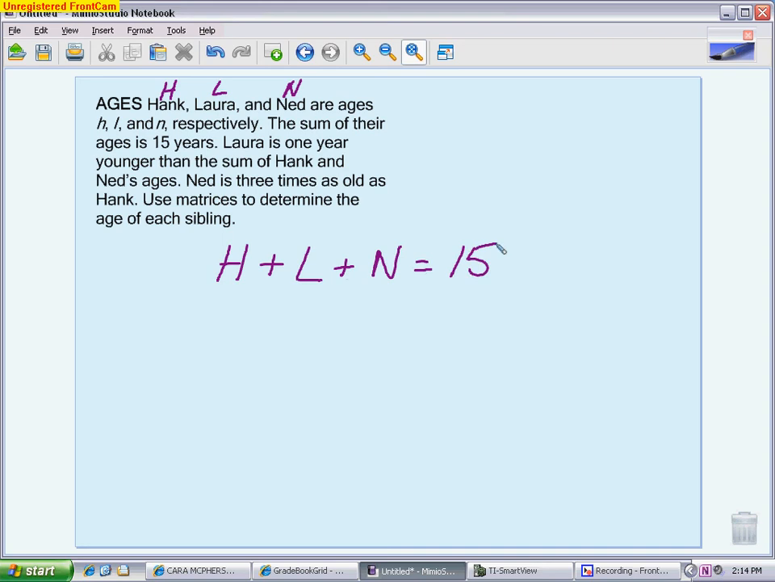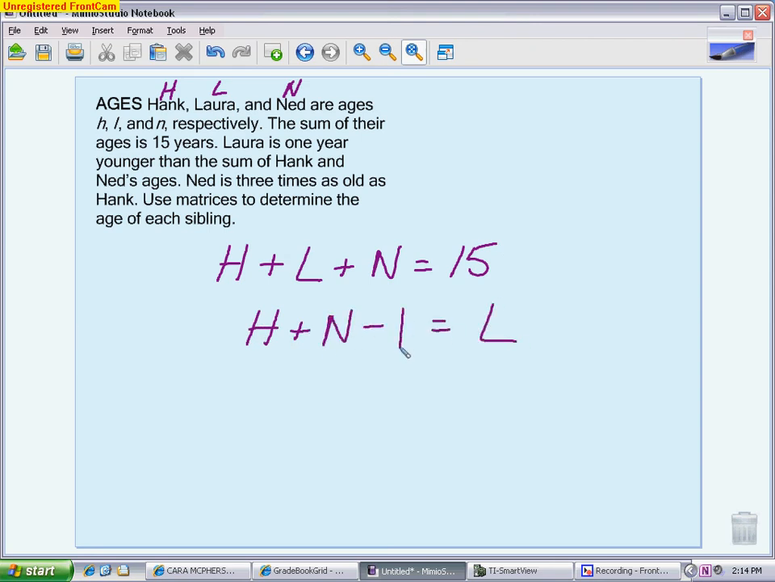First equation, and you'll usually have one equation like that that sums everything up. Now we need to find 2 more equations. The next line says that Laura is 1 year younger than the sum of Hank and Ned. So if I take Hank and Ned, Laura is a year younger than that.